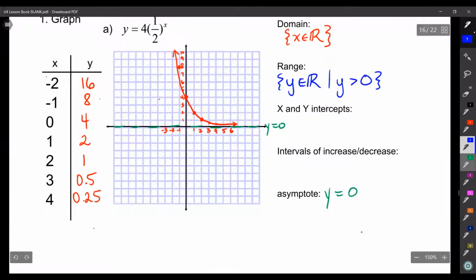In this case, because we have this asymptote along the x-axis, there's actually no x-intercept. And then for our y-intercept here, we can see it's at (0, 4), or you can look at the graph as well.